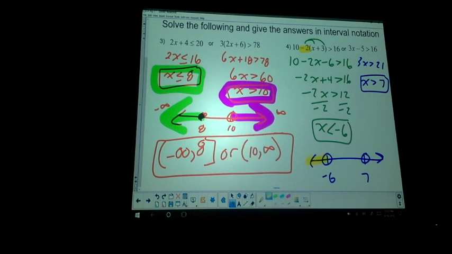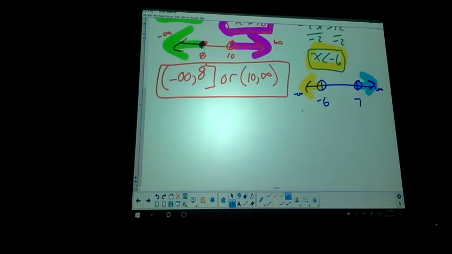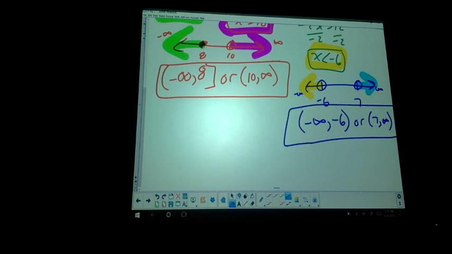I want values less than. So I'm going to go that way. And I want values greater than. I'm going to go that way. That goes to negative infinity, that goes to positive infinity. So interval notation: negative infinity to negative 6, rounded bracket, or 7 to infinity. Notice I have the word or in there.